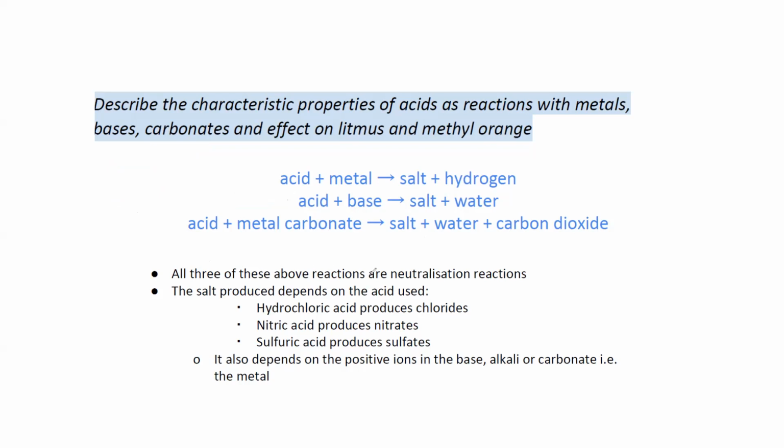And all the three of the above reactions which are mentioned are called neutralization reactions. Sometimes they ask what is the name given when I say hydrochloric acid is mixed with any metal oxide or metal hydroxide or metal carbonate. So what we call these reactions, we call them neutralization reactions. And in the beginning, as I mentioned, hydrochloric acid produces chloride salt, nitric acid will produce nitrate salt, and sulfuric acid will produce sulfate salt.